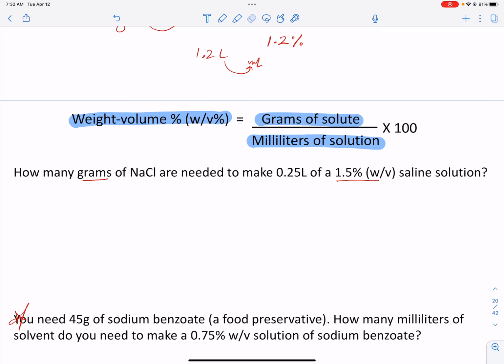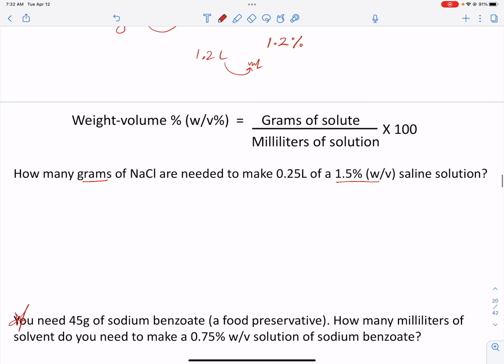All right, so how many grams are needed to make 0.25? Look, we do have liters here, so we're going to have to convert a 0.25 liter solution of a 1.5% weight per volume. See what I mean? They're conveying the weight and volume, so it's an understood gram per ml right there, saline solution.